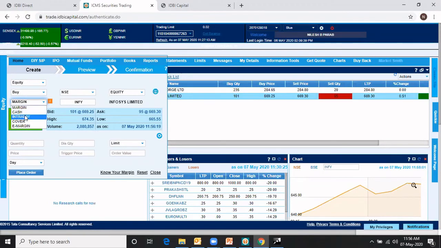Then intraday. In intraday, whatever you will buy or whatever you will sell, that is going to get squared off before 3:10 by you, or else the system will square it off. Now the advantage of intraday is that here also you will get an exposure. The exposure will be based on the VAR file, which comes from the exchange daily, and in that, whatever percentage is written, accordingly IDBI Capital will take it for the trading.